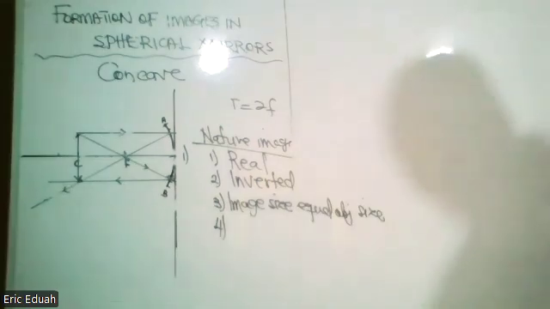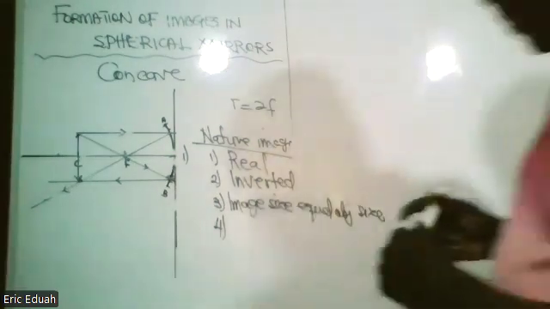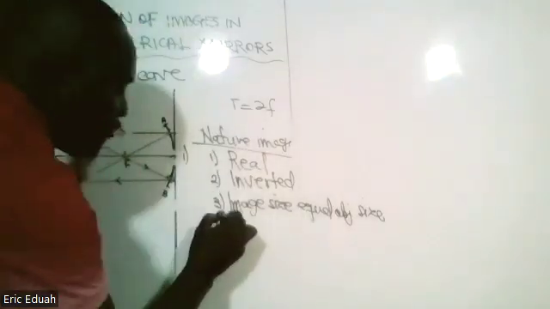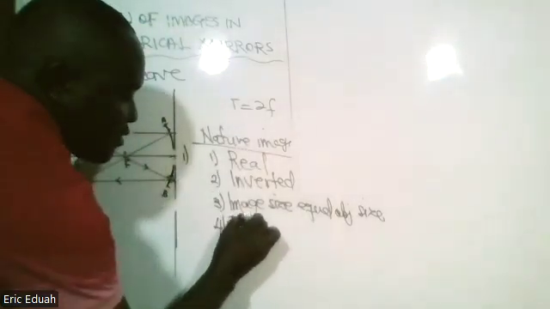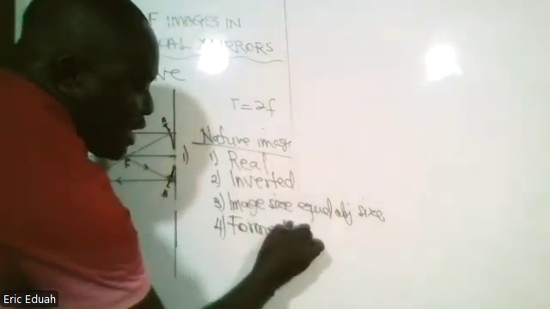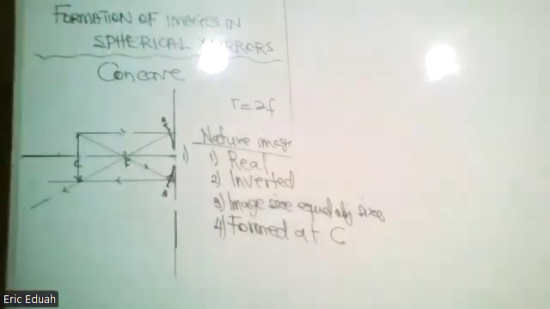Elizabeth: Please, the image is formed at C. Thank you. So these are the four main descriptions of the nature of the image.